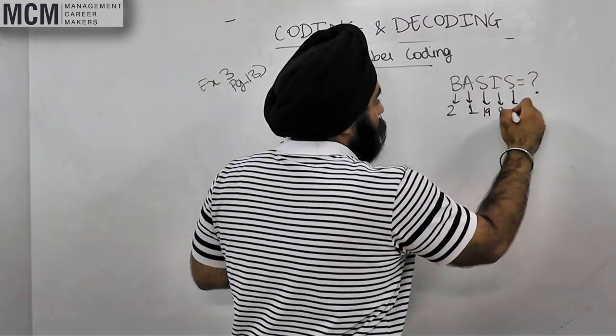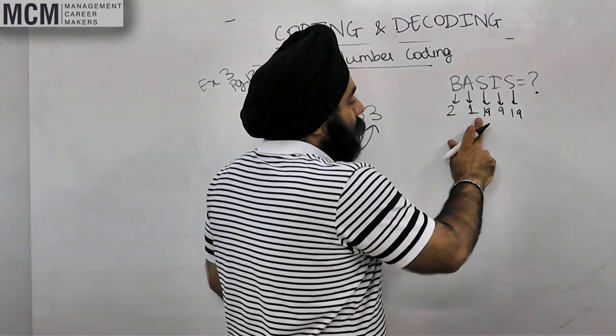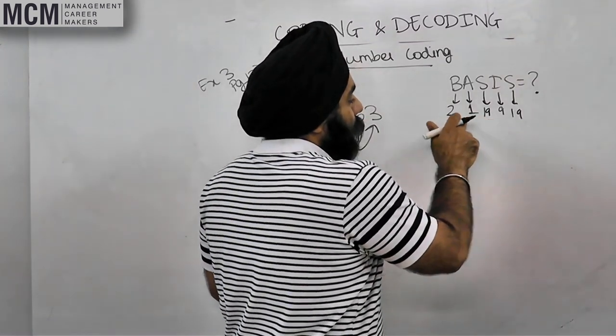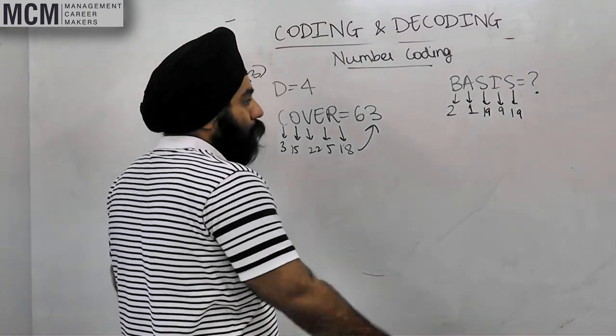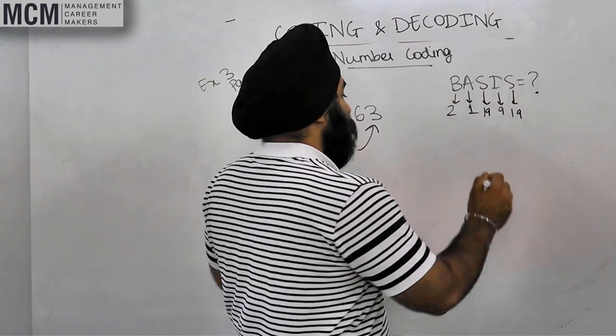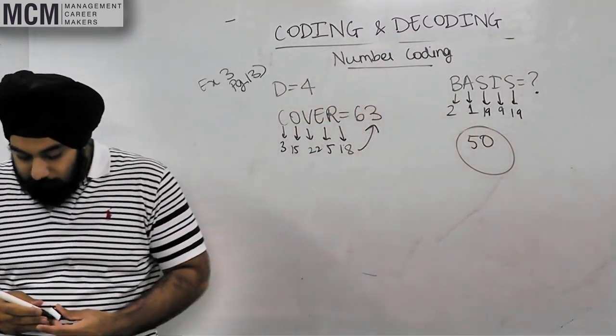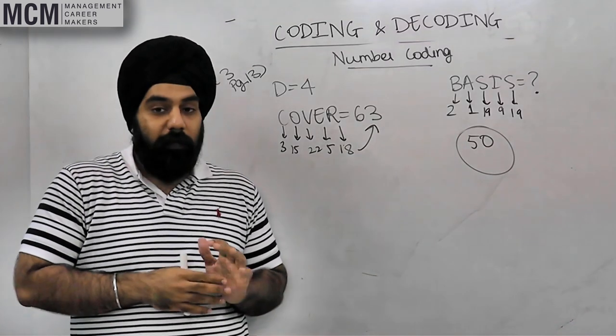S again is 19. Right? So you have what? 22. 1 plus 19 is 20. 20 plus 2 is 22. 22 plus 9 is 31. 31 plus 19 is 50. So your answer is 50.